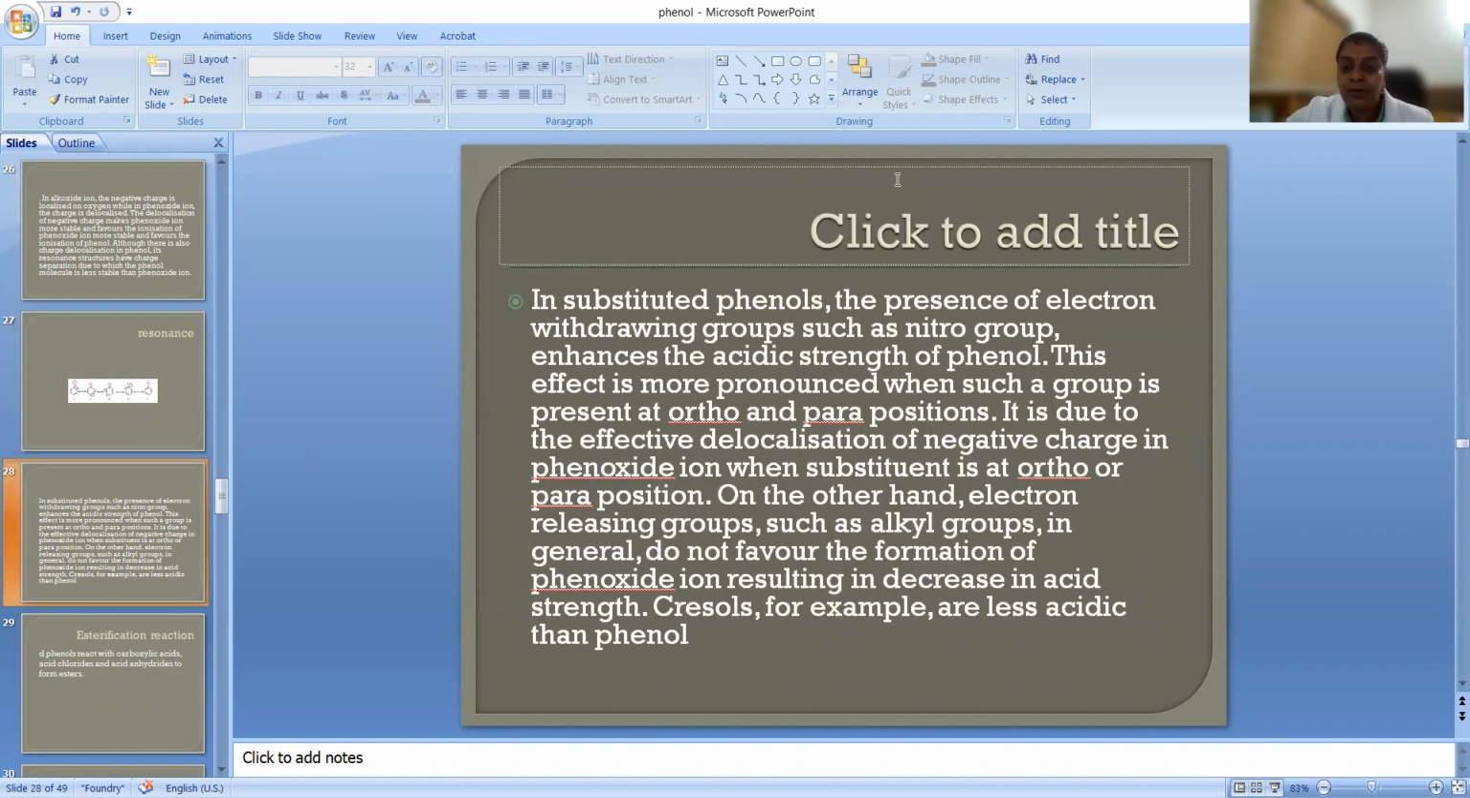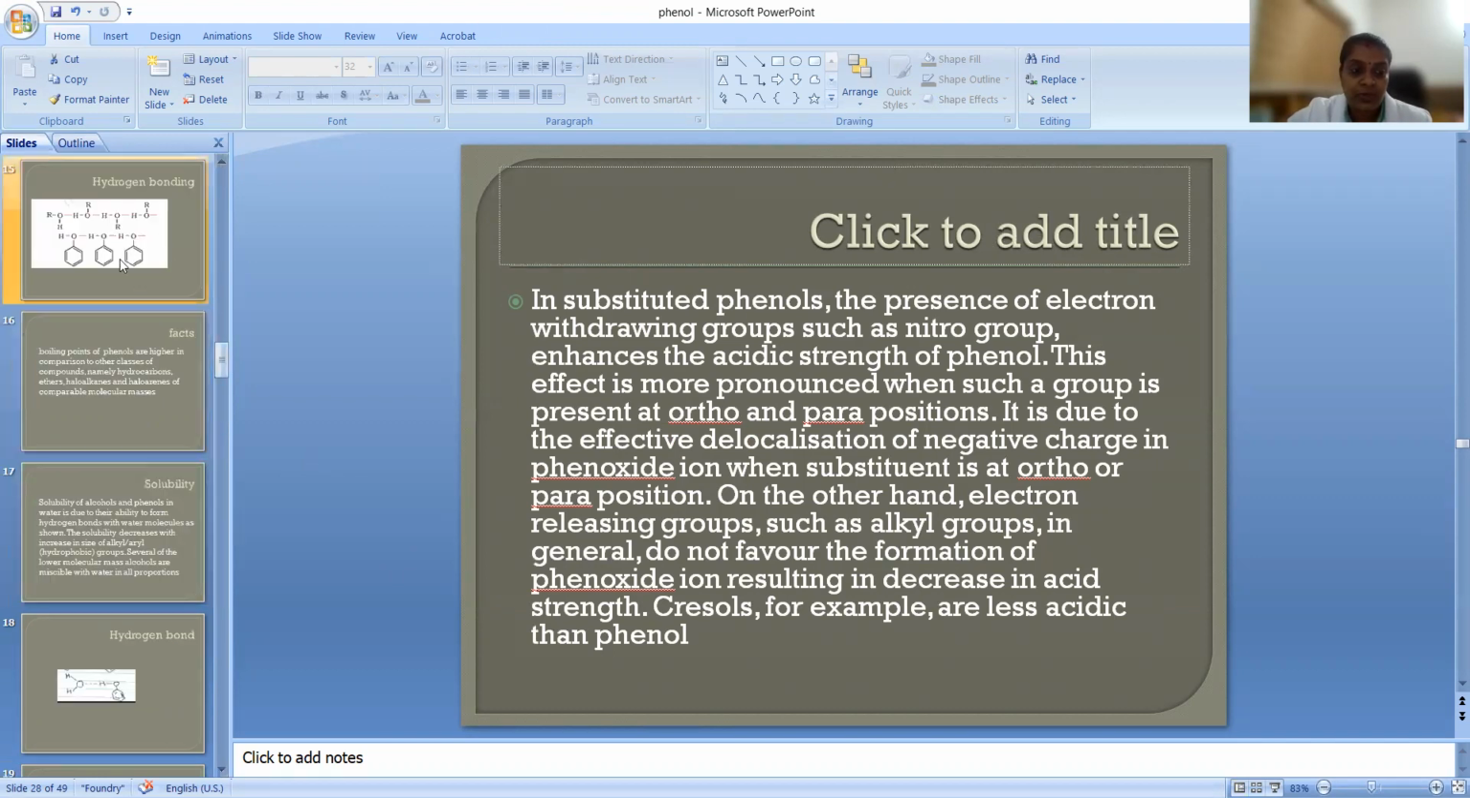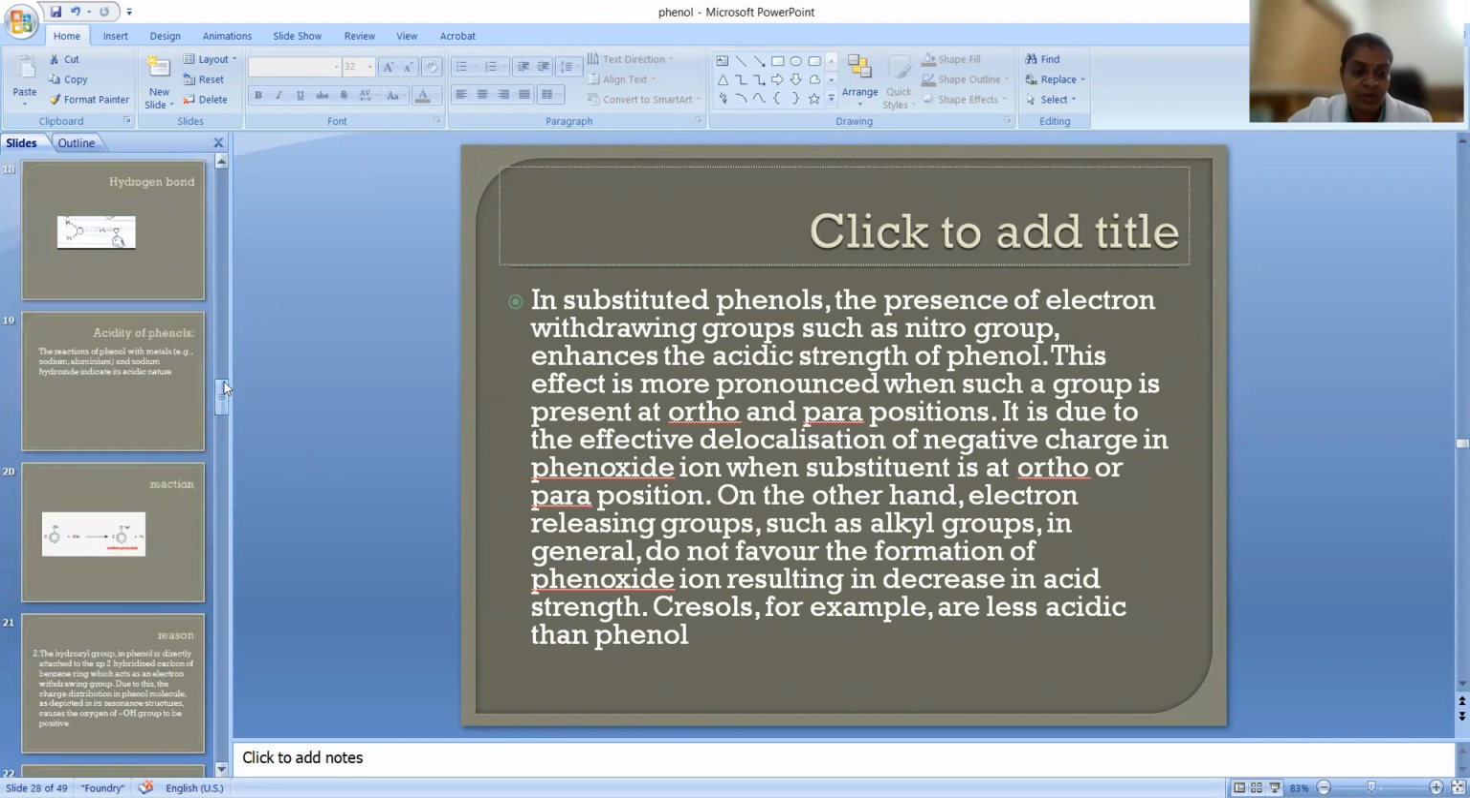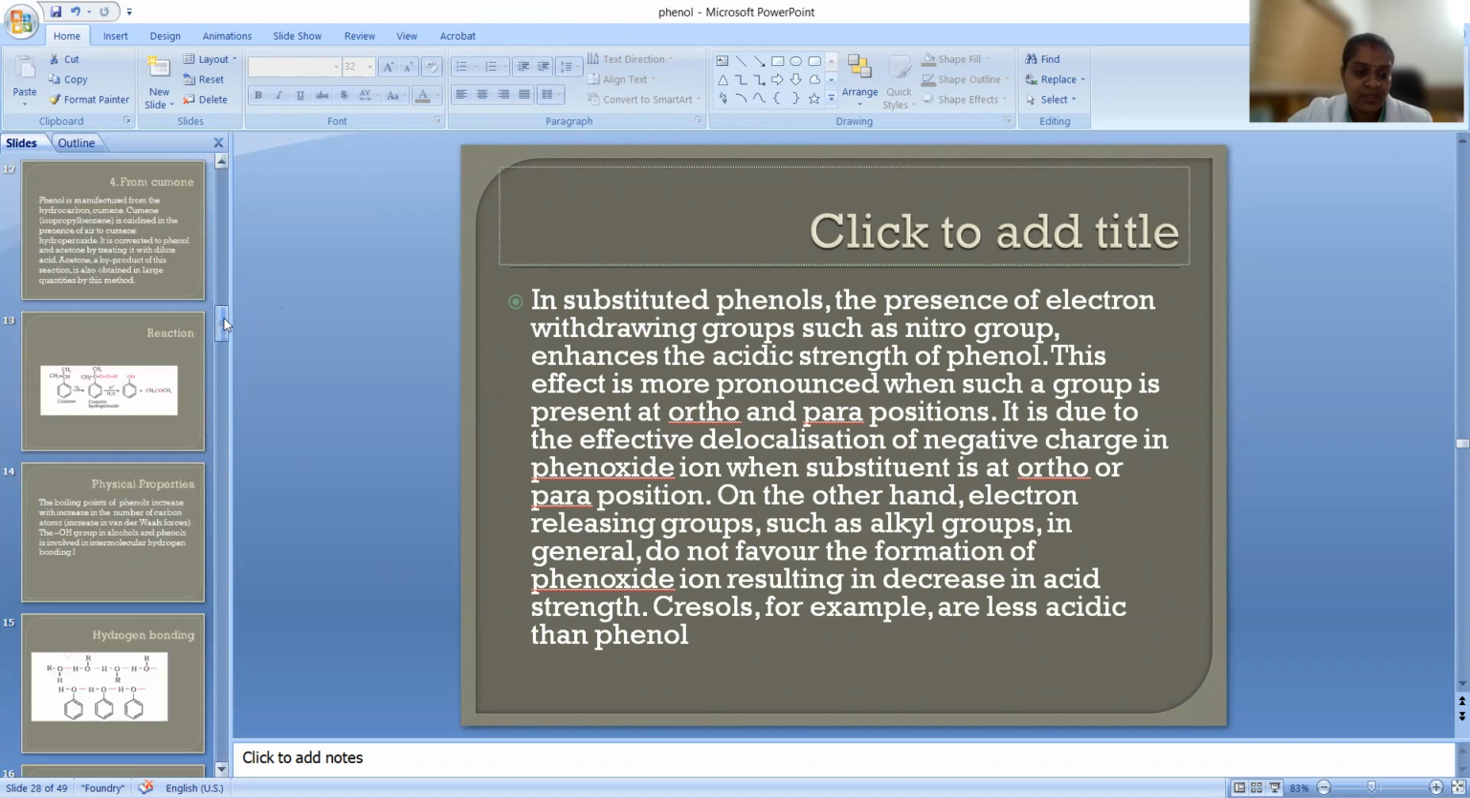Now, if you think about substituted phenols, let us go back to phenol and its resonating structures. What are the different resonance structures of phenol?